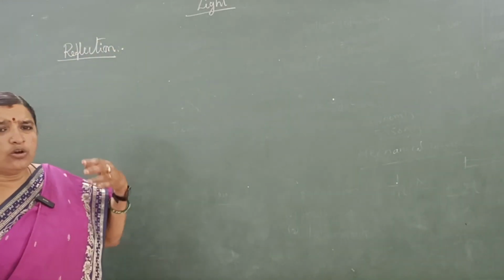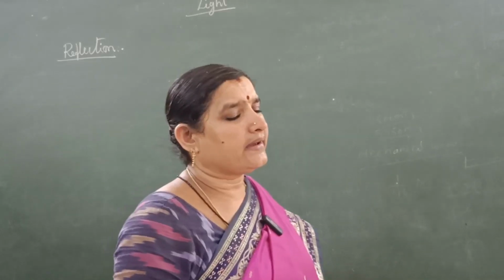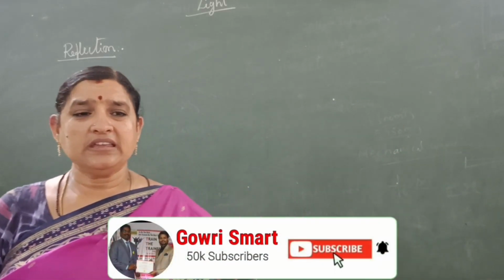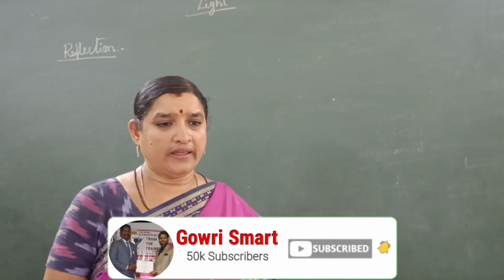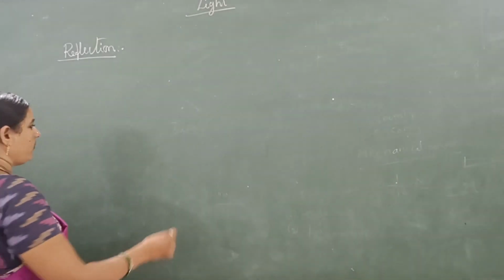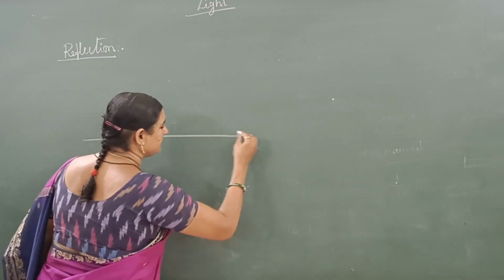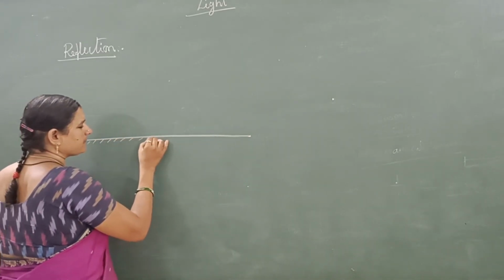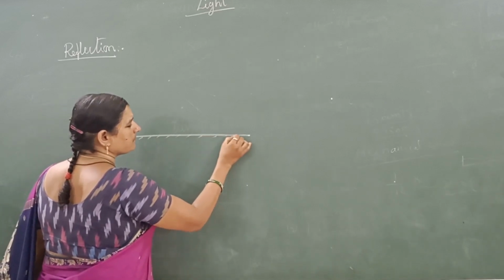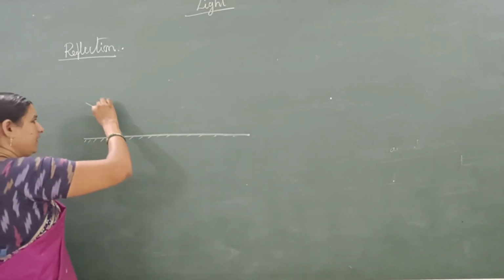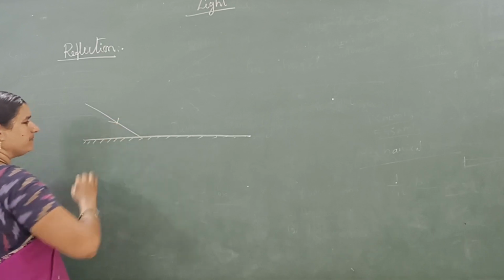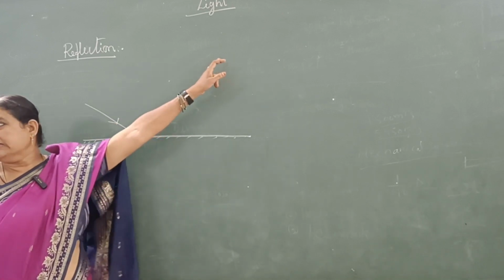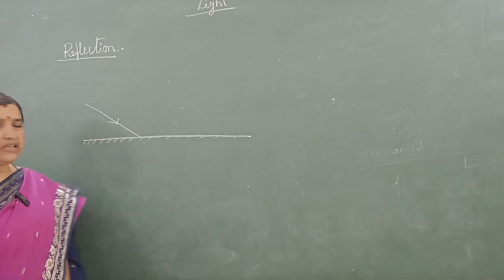When light falls on an opaque body and comes back again into the same medium, this phenomenon is called reflection of light. Mirror is an opaque body. We will observe the reflection. See, this is a mirror. When a light ray falls on a mirror, which is an opaque body, the light ray comes back into the same medium.